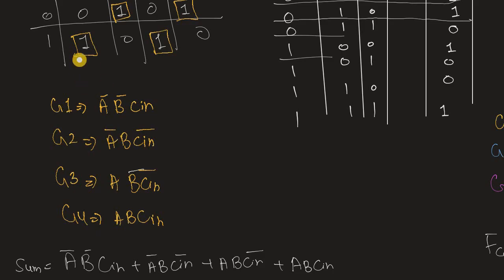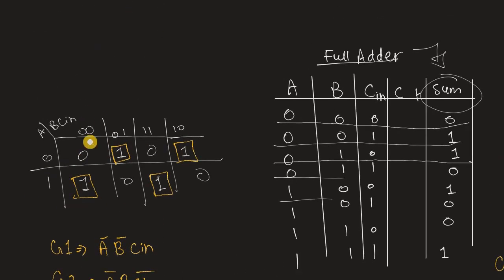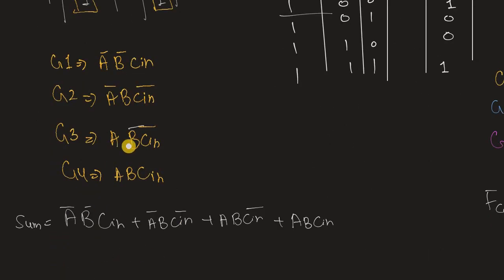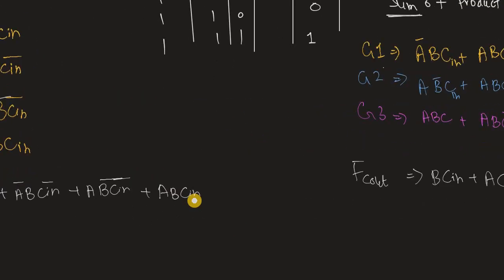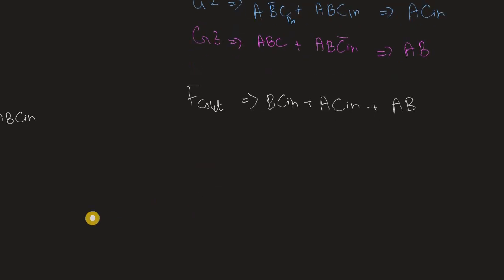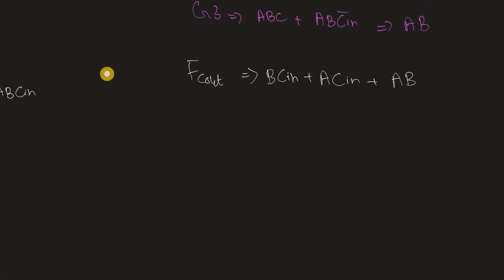Oops, this has to be b naught as well, right? Because it was 1 0 0, so it's a, b naught, c naught. Okay, so this is the function that you have. Now you have it for the sum, and you also have it for the carry out. So we can do the diagram pretty easily now.